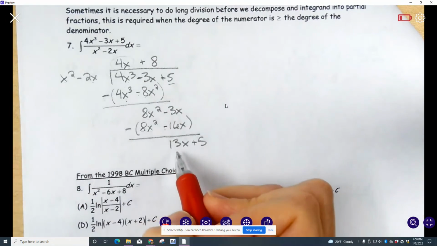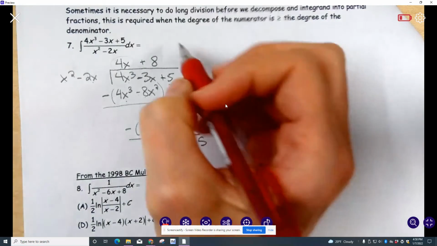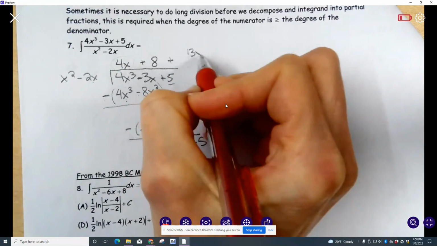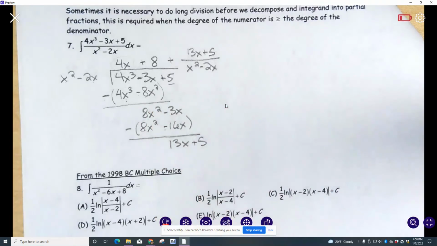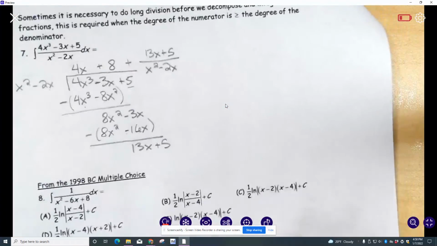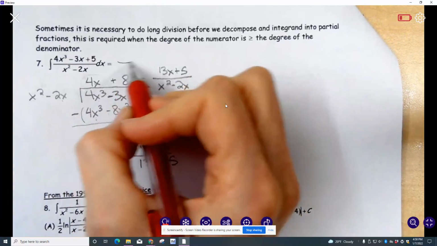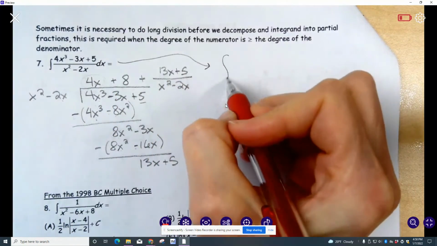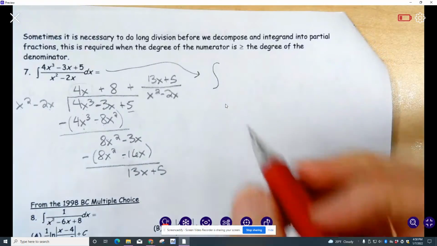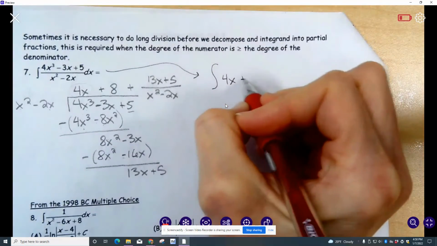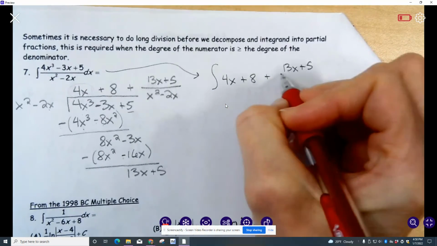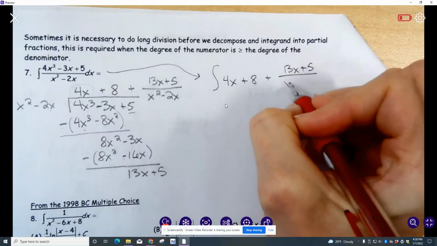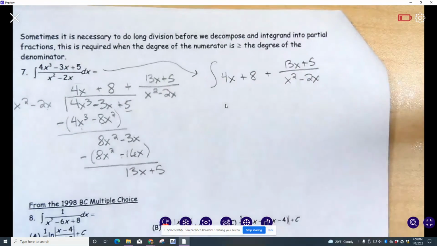Okay, x squared doesn't go into 13x, so this is my remainder. And if you remember when you do long division, this is how you write your remainder. So now this integral is going to become, or is equivalent to, this integral, 4x plus 8 plus 13x plus 5 over x squared minus 2x.